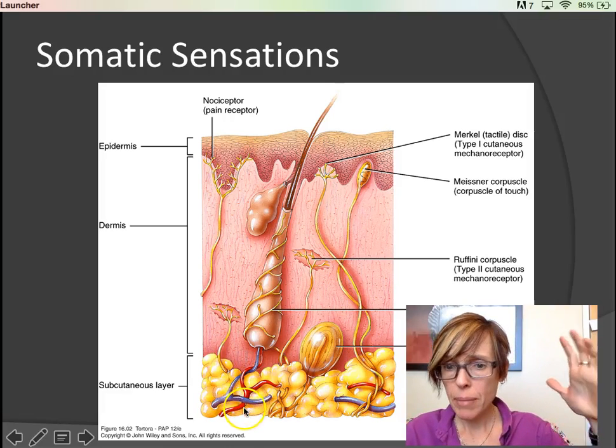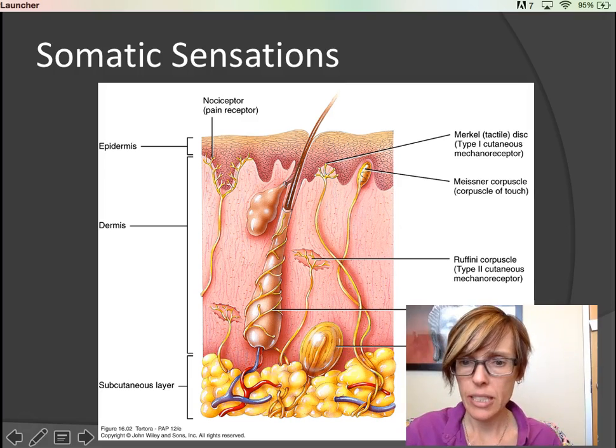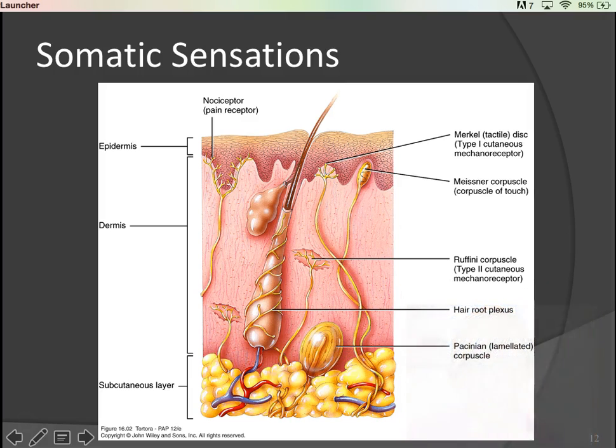All right, so welcome back. We're going to continue on with our receptors and different types of receptors. I'm just going to hide me here so you can see this image a little better. We're going to talk about somatic sensations, which is basically our sense of touch.